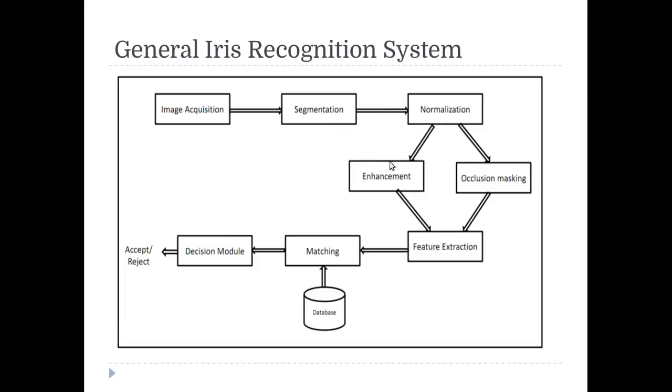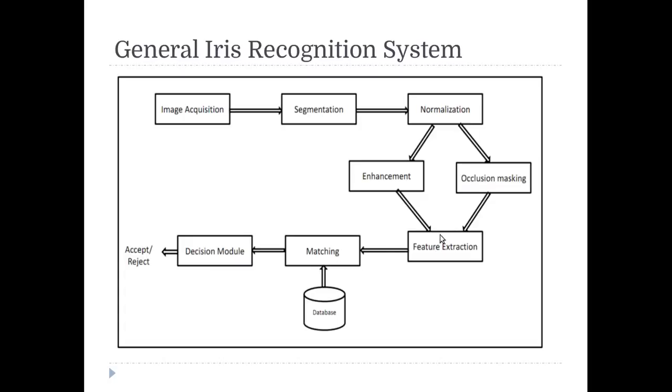Normalized images are being enhanced and occlusion masking is being done. Occlusions are being masked in order to estimate first what are those regions which are being affected by the occlusion, and later when you are extracting the features, any feature which is coming from this occlusion, we don't use that feature while we are matching here.